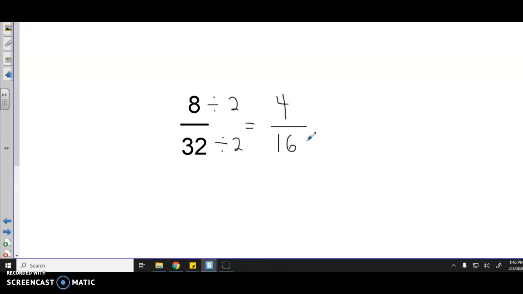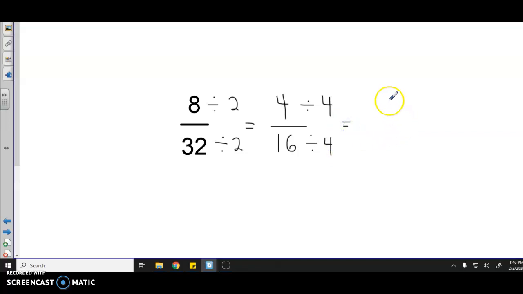Now, you might be thinking to yourself, well, 4 and 16 are both even numbers. I could divide by 2 again, and you would be right. You could do that. However, let's do a little shortcut here. Is there a different number that goes into 4 and 16 that I can divide by instead of 2? 4. Okay, 4 goes into 4. 4 also goes into 16. So I'm going to divide the top and the bottom by 4.